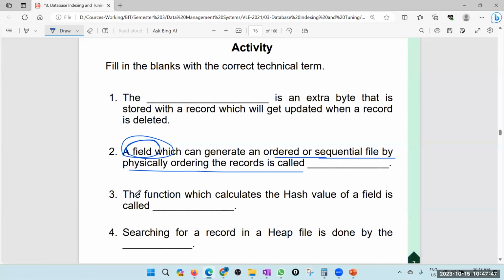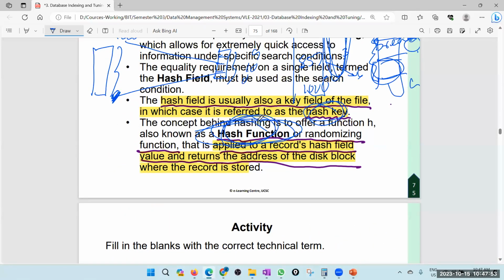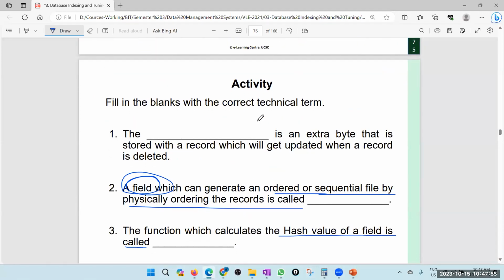Ordering field. The function which calculates the hash value of a field is called the hash function. The field we use to calculate the hash value is called the hash field. The field we use to sort is called the ordering field.